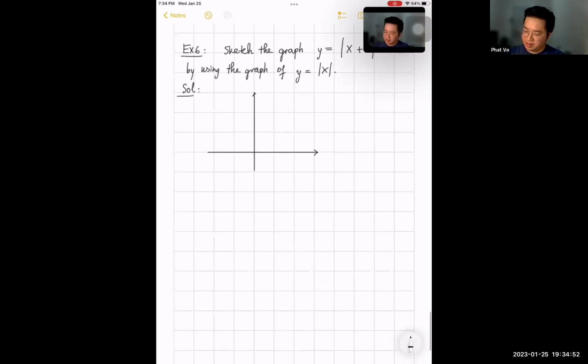So the table here is like this: x and y. We have 0 in the middle, negative 1 and 1, so y should be 1, 0, 1. I put some points here, so the graph of the function looks like this.